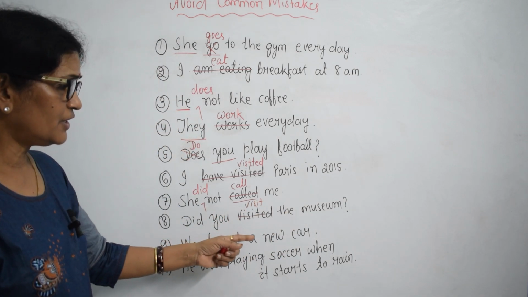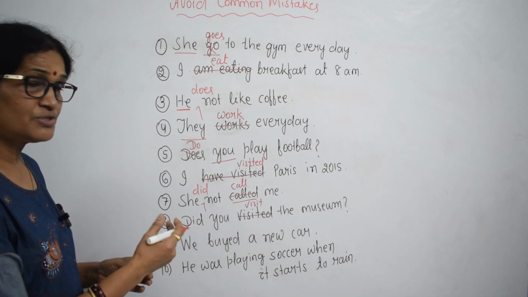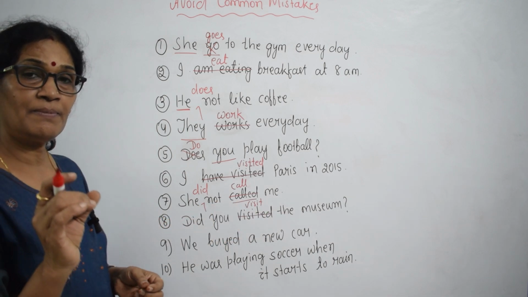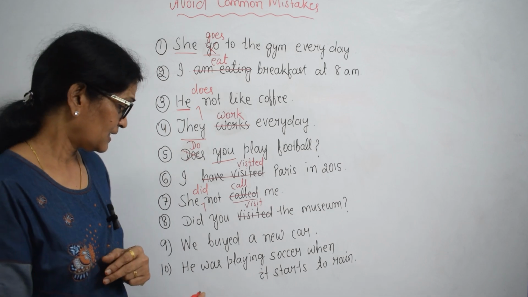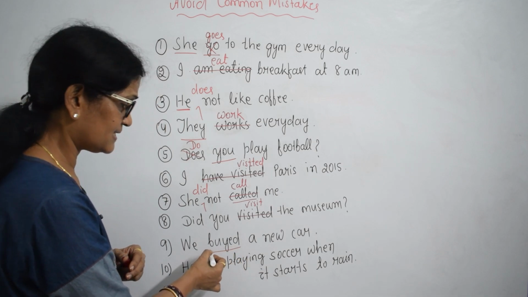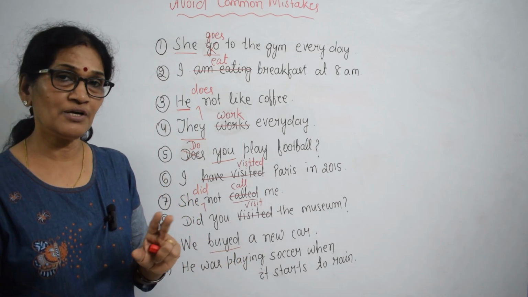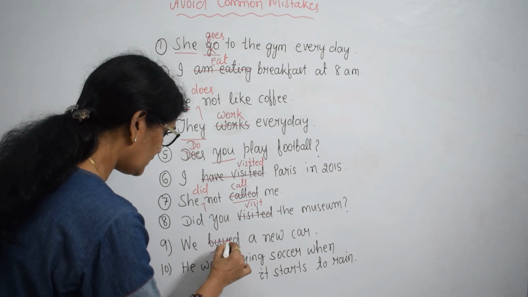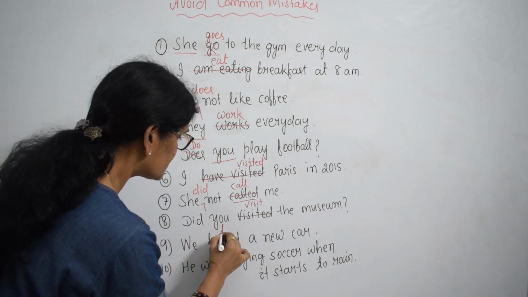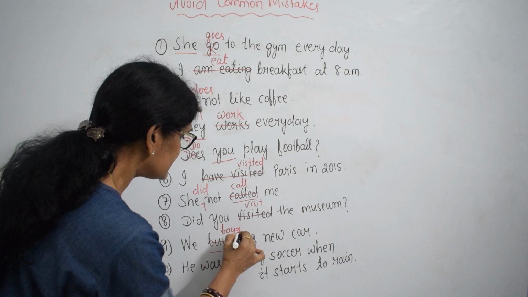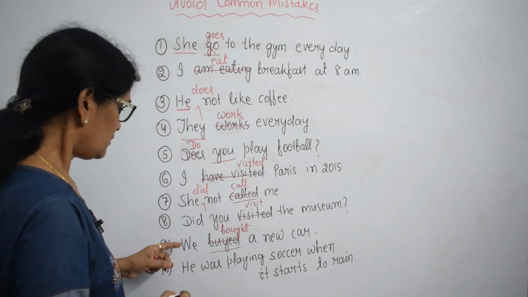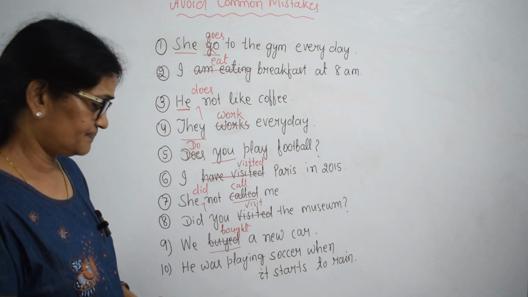We bought a new car. When you use irregular verbs, we have to remember the forms of verbs. Here the past form of buy is written. Past form of buy is bought, not buy. So instead of buy, bought. B-O-U-G-H-T. We bought a new car.